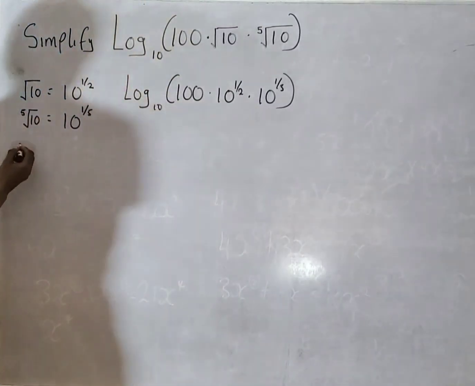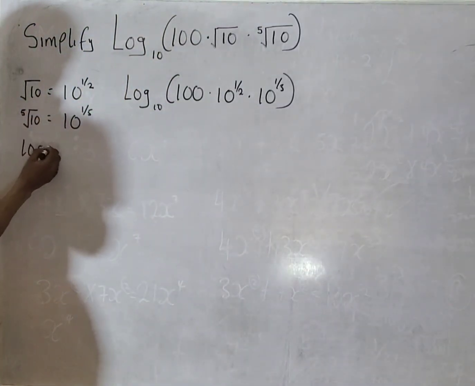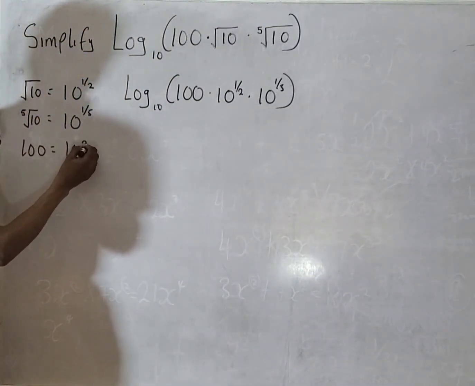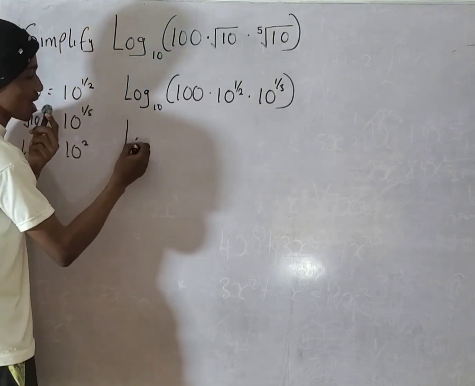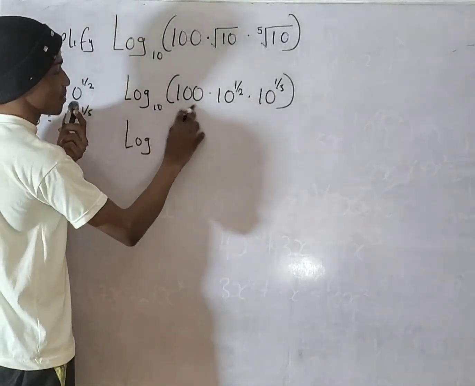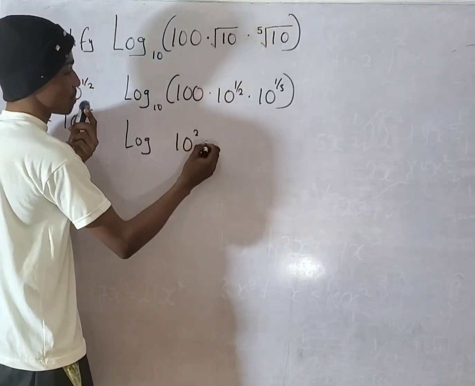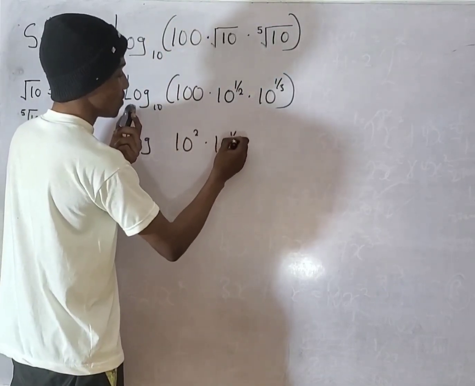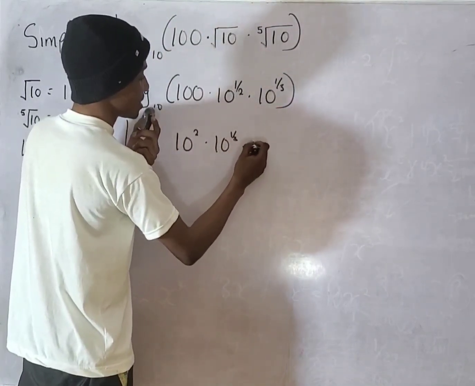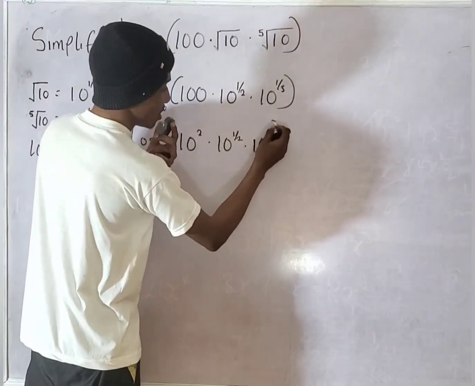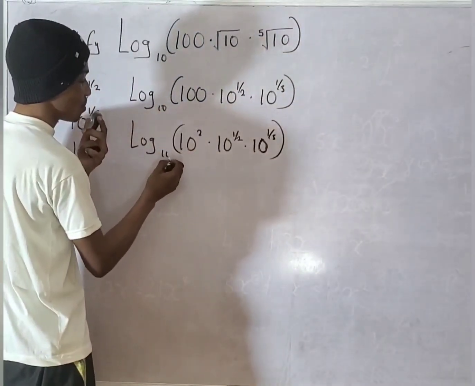Also, do not forget that 100 can be written as 10 raised to the power of 2. Are you getting it? So I'm going to have log. Now, instead of 100, I'm going to replace it as 10 raised to the power of 2 multiplied by 10 raised to the power of 1 over 2 multiplied by 10 raised to the power of 1 over 5. Put the bracket and also put the base.